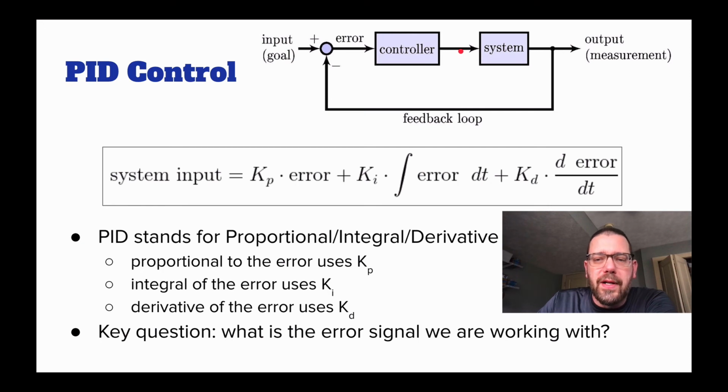So that output is proportional to the error for the P control term. It's proportional to the integral of the error for the I term, and it's proportional to the derivative of the error for the D term. We're probably not going to do an integral term in this course.